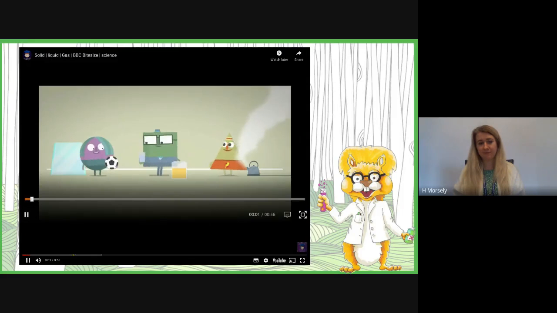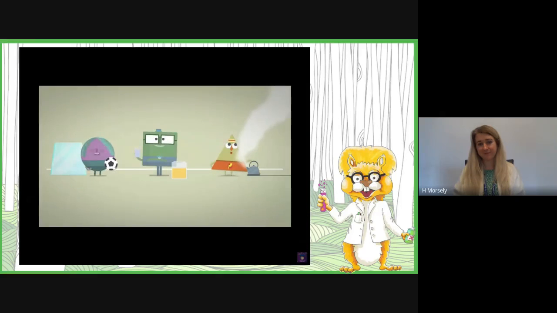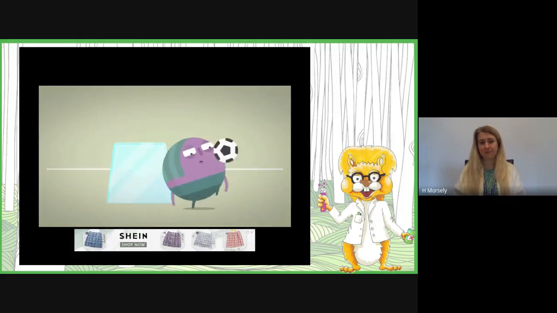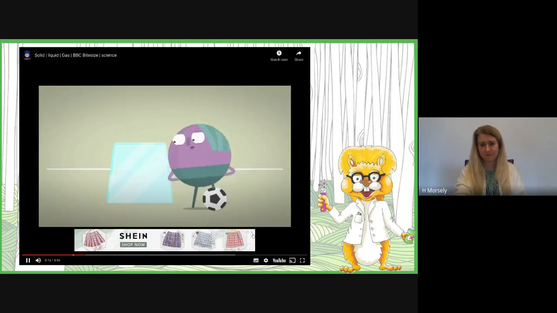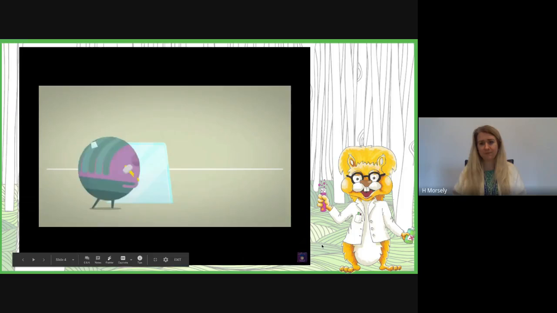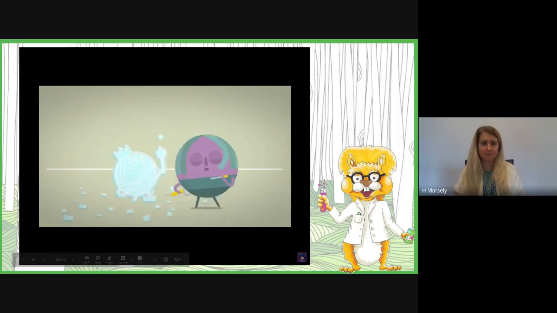All right, guys, what have you got there? You've each got one of the 3 states of matter: solids, liquids, and gases. Solids, like this block of ice or this ball, retain their shape and volume. You can hold them and cut them into pieces, and they always take up the same amount of space.